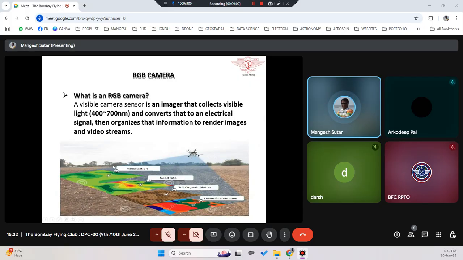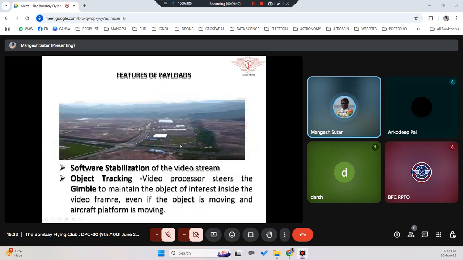So an RGB camera is a sensor that collects visible light in the 400 to 700 nanometer range and converts that to an electrical signal, then organizes that information to render images and video streams. So once you have captured the image, you can convert it into mineralization, seed rate, soil organic matter, and denitrification zone. I mean, how much nitrogen is there, how is the soil health of your field, what seed rate you have been applying, or what minerals are available in my crop or the land. I will come to know all that by using RGB cameras.